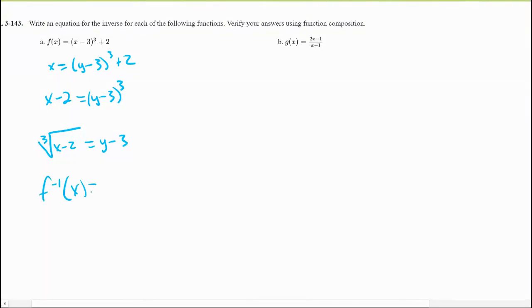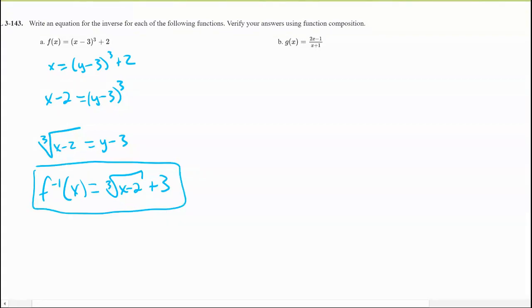Here we're asked to write an equation for the inverse and verify using composition. So first one here, I'm going to switch x and y, and I'm going to now solve for y. So subtract 2 from both sides, cube root both sides. So I got cube root of x minus 2 equals y minus 3, and then add 3 to both sides. So my final inverse here will be the cube root of x minus 2 plus 3. So there's my inverse for the first one.